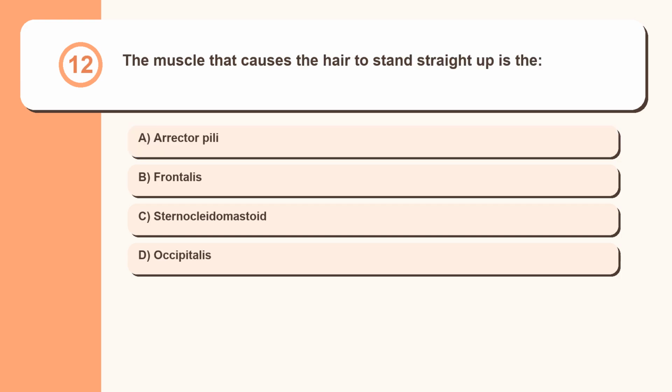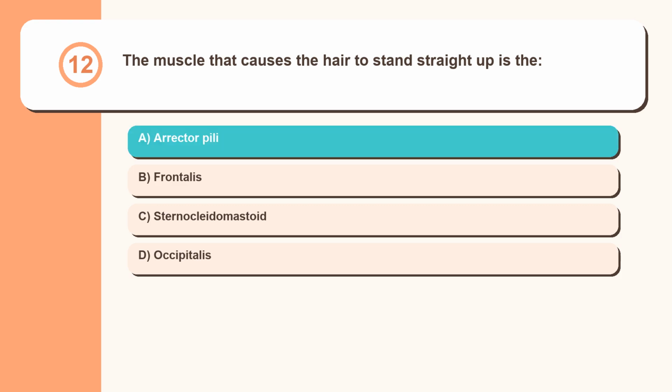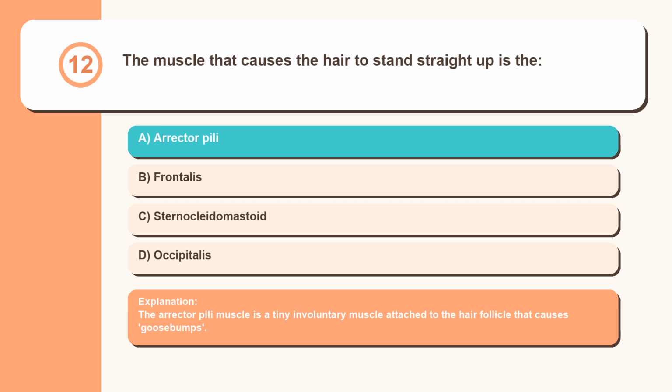Question 12. The muscle that causes the hair to stand straight up is the erector pili, frontalis, sternocleidomastoid, occipitalis. The erector pili muscle is a tiny involuntary muscle attached to the hair follicle that causes goosebumps.